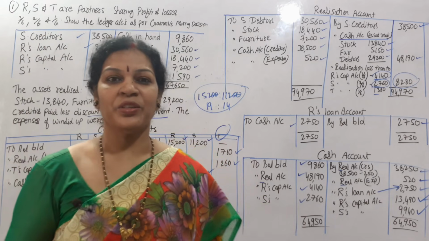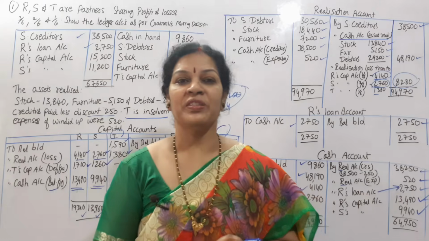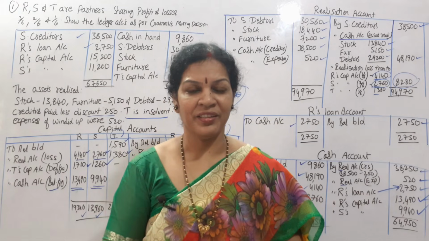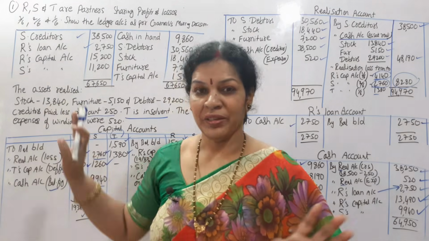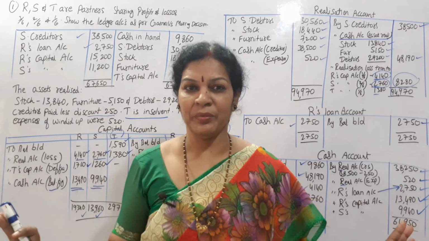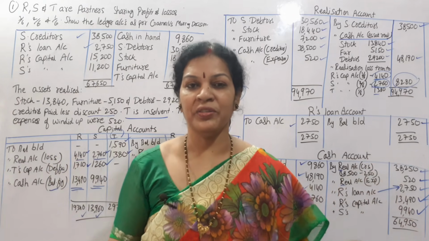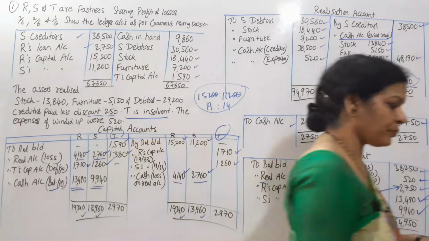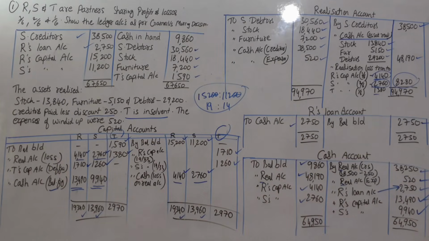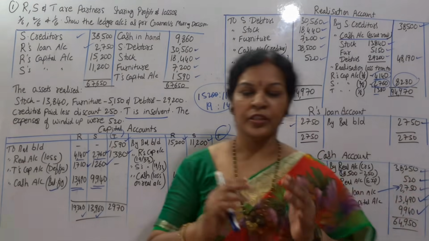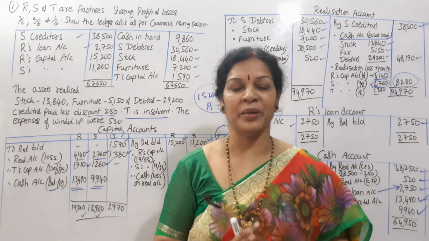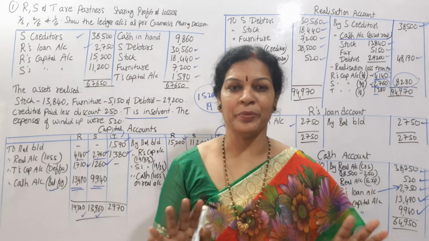So this is the way to prepare the insolvency of partner. Am I clear? Problem is also given. Everything clearly I made you to understand. Take a screenshot, pause the video or note down. If you understand this problem, I am damn sure you can work out any problem.